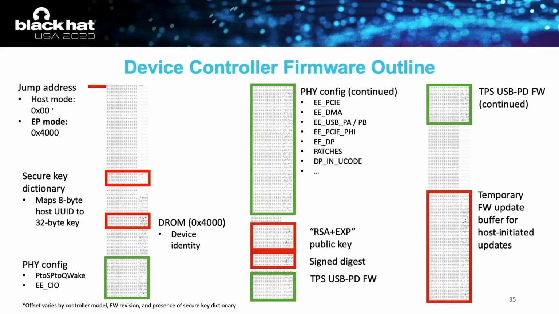So let's have a look at the device controller firmware. We see a jump address on top, which differs depending on the mode that the controller is running in. There's a secure key dictionary, which maps an 8-byte host UUID to a 32-byte key. The DROM section, PHY configuration, the public key, the signed digest, and there's a section which comprises the TPS power delivery firmware. So that's really interesting because that means that the Thunderbolt controller and the TPS share the same SPI flash. Now finally, there's some scratchpad section, and this section is used to temporarily store firmware updates that you apply from the host.